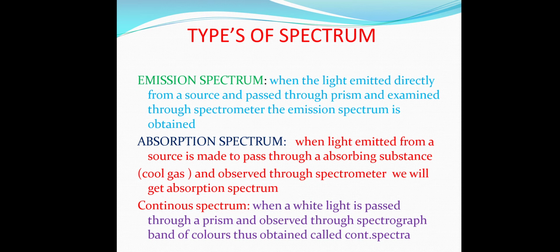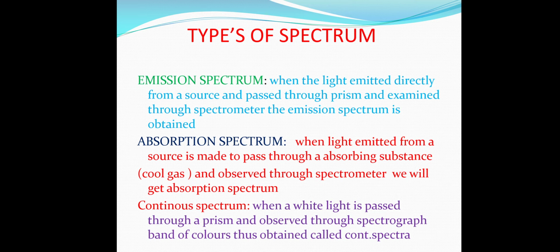On the other hand, absorption spectrum: when the light emitted from a source is made to pass through an absorbing substance and the transmitted light is seen through the spectrometer, you will be getting an absorption spectrum. So here we introduced a cool gas in between the source and the spectrometer. So this is the difference between emission and absorption spectrum.